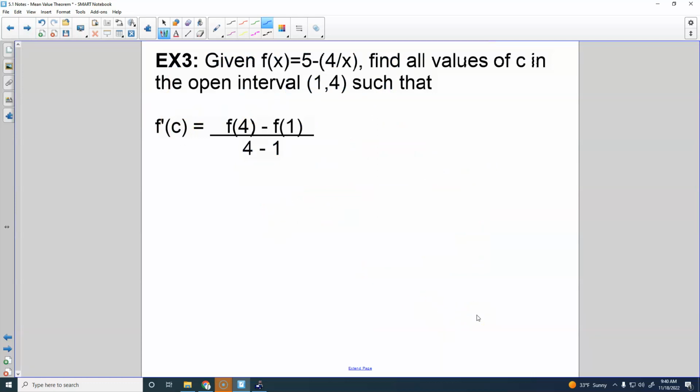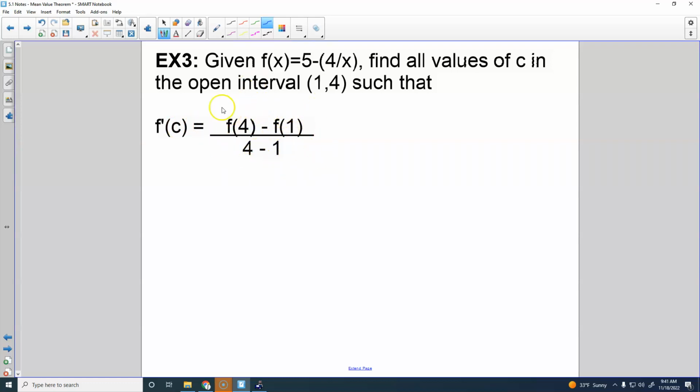Okay. So given that f of x equals 5 minus 4 over x, find all values of c in the open interval from 1 to 4 such that f prime of c equals f of 4 minus f of 1 over 4 minus 1. So this is the way they'll ask a lot of problems sometimes on the exam. It doesn't say anything about mean value theorem. It doesn't tell you that you're doing the mean value theorem. But we see f prime of c equals f of 4 minus f of 1 over 4 minus 1.